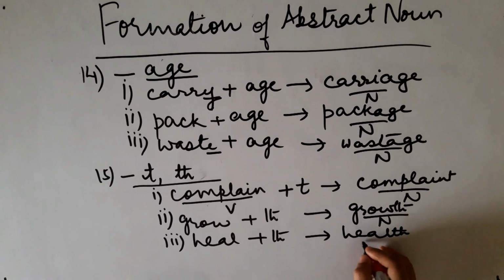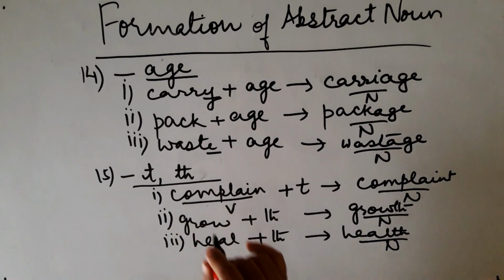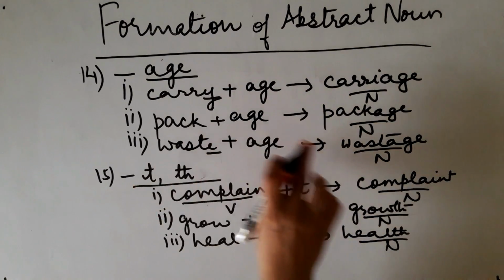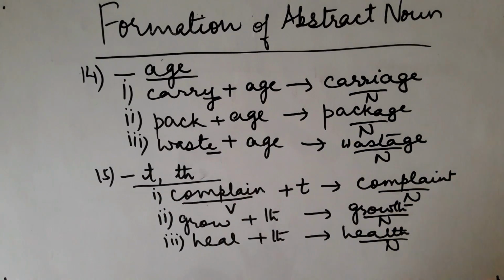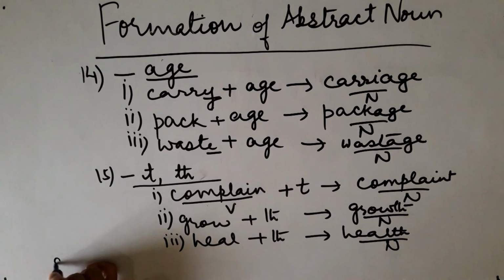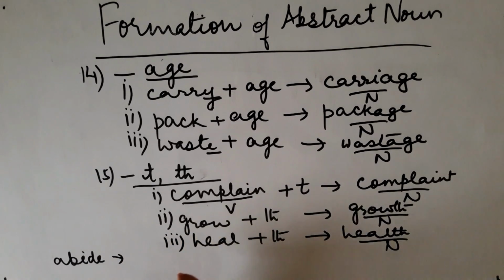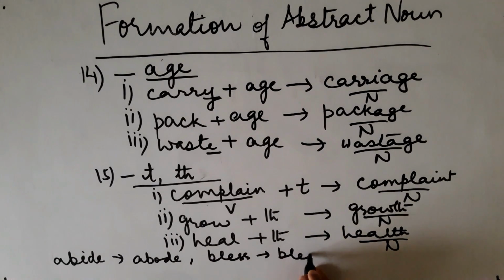So one thing you must have noticed is that all these nouns fall only in the category of abstract noun. We have a few words which do not follow any of the given rules, but are changed from verbs to abstract nouns. Let's see which words are there. We have words like abide. It does not follow any rule, but simply a new word is made, abode. We have words like bless, which becomes bliss or blessing.